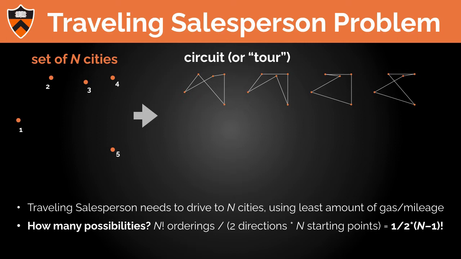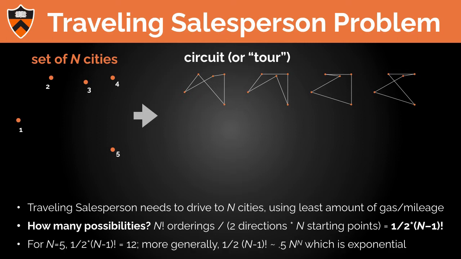So when we add those corrections, we have n factorial ordering, divided by the two possible directions in which you can circle around the tour, divided by the number of cities. So the overall number of possible tours is half of (n minus 1) factorial. Okay, so let's apply this to n equals 5. For n equals 5, half of (n minus 1) factorial is half of 4 factorial, so 4 factorial divided by 2, that's 12. More generally, half of (n minus 1) factorial can be approximated by n to the n exponential.